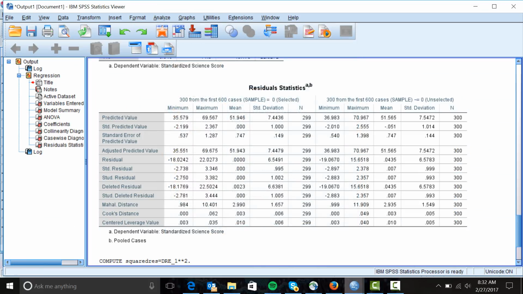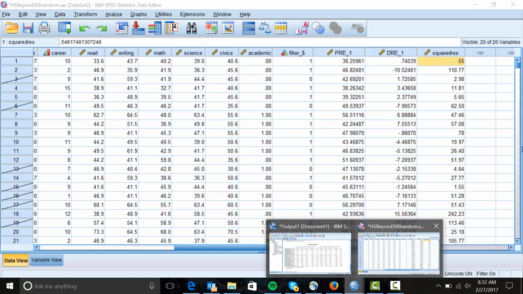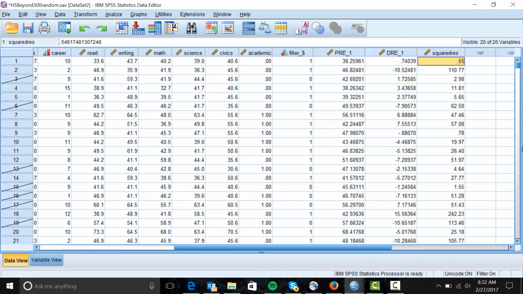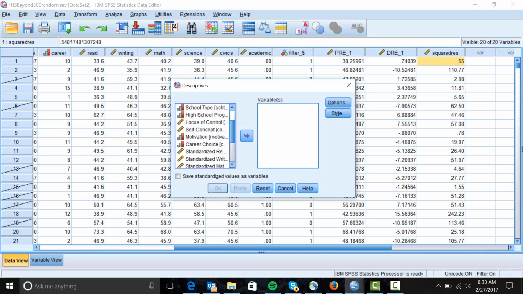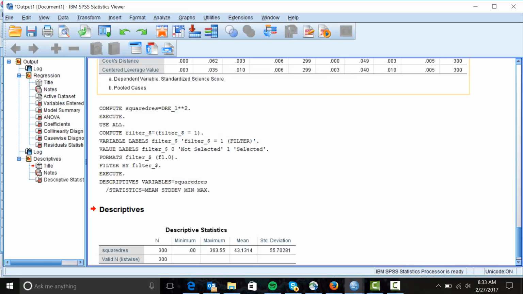Okay, so now we're going to go back to that data set. We have our squared residuals. We're going to go to Analyze, and we're just going to get the descriptives for this. We just want the mean for these squared residuals. So the mean of these squared residuals is 43. To get the square root of that, you just take the square root of it. So the square root of 43 is about 6.5.